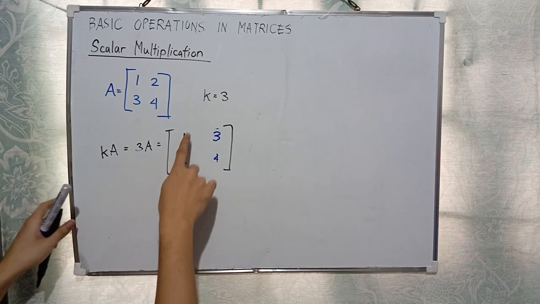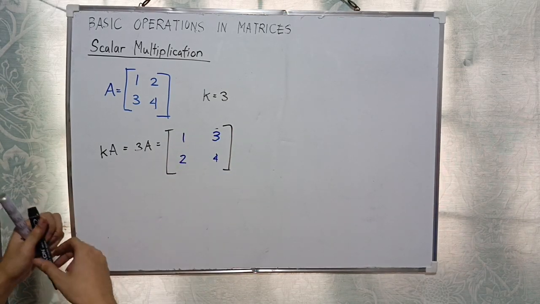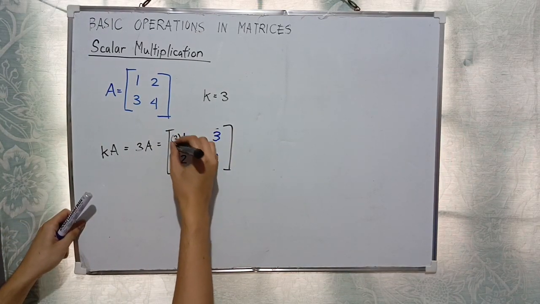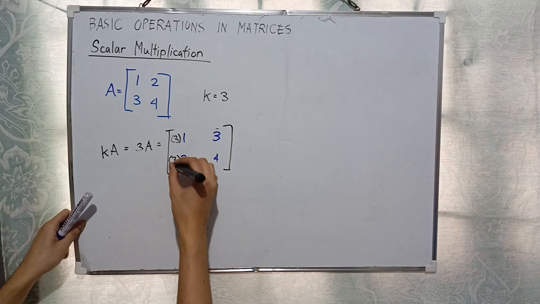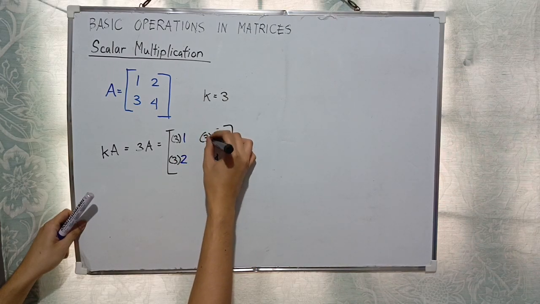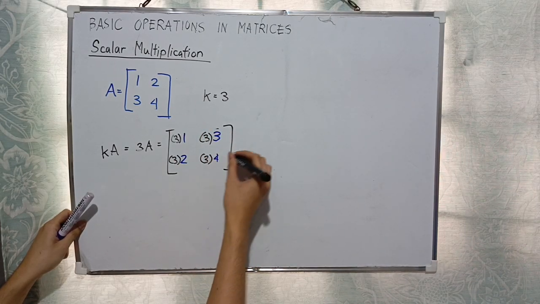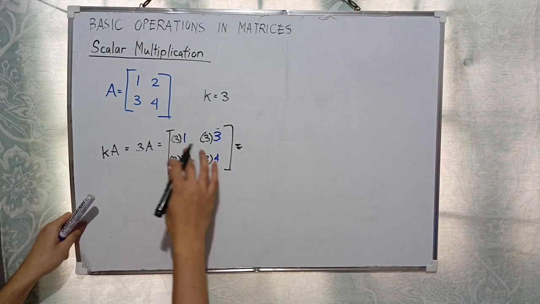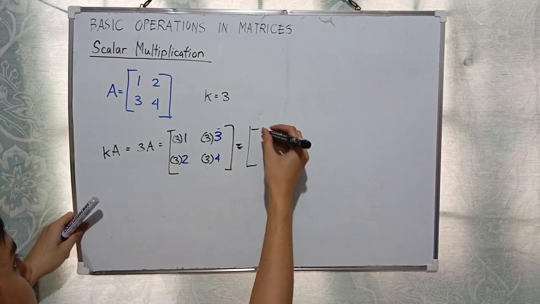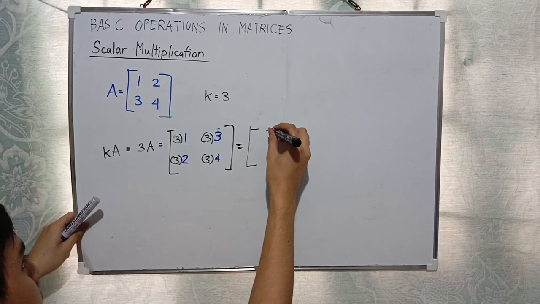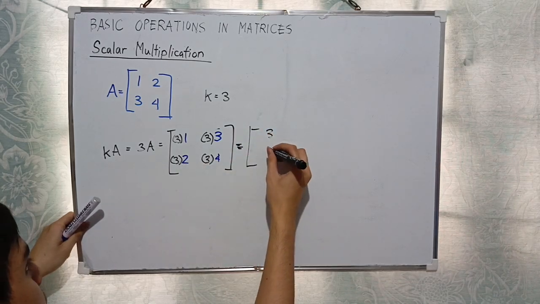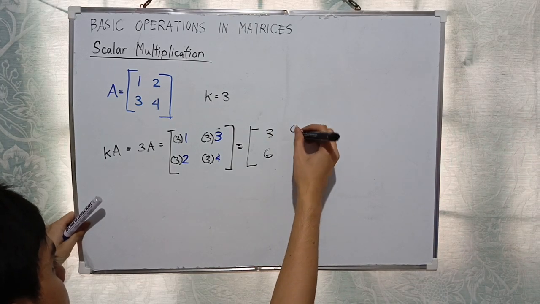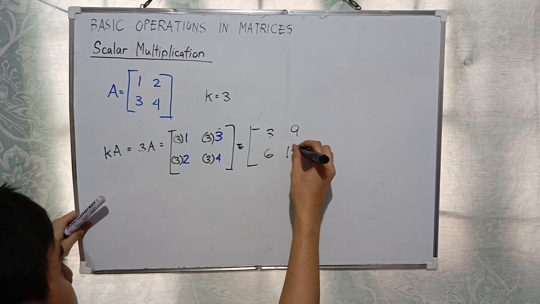And multiply each of its elements by 3. So we have 3 here, another 3 here, 3 here, and also 3 here. Then further simplify. So we have 3 times 1, that will be 3. 3 times 2, we have 6. 3 times 3, 9. And 3 times 4, that will be 12.